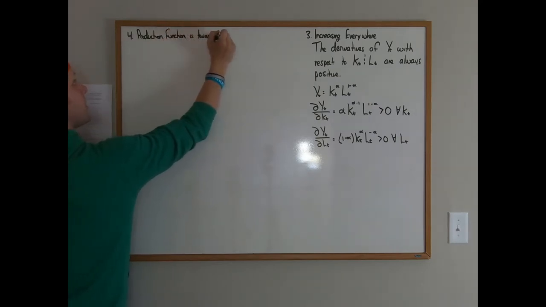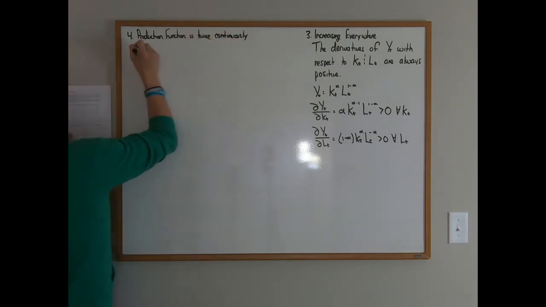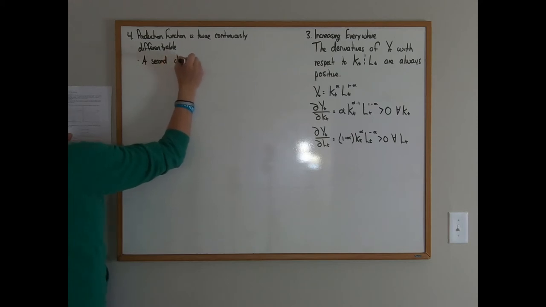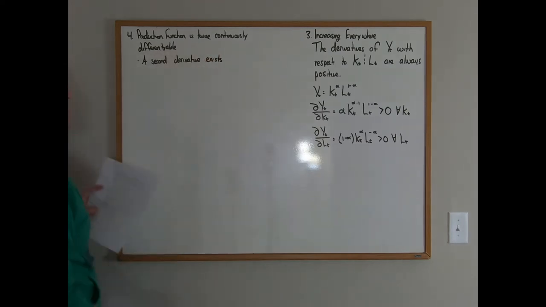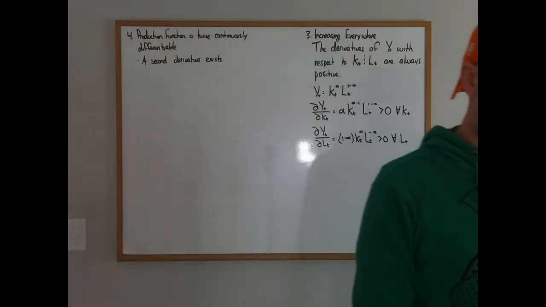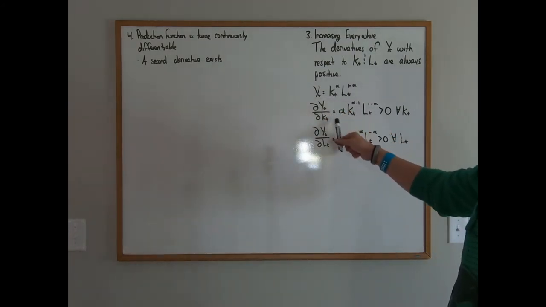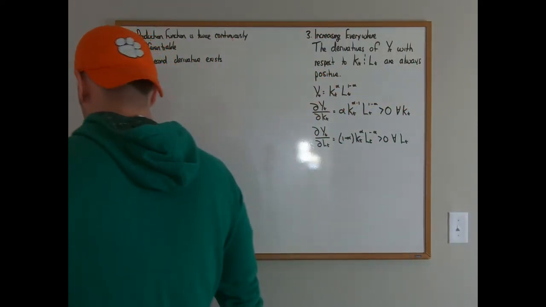This production function is what's known as twice continuously differentiable. Fancy way of saying second derivative exists. So when we take the second derivatives of this function here, what we do is we take this derivative and we just take another derivative of it. What's that going to tell me?